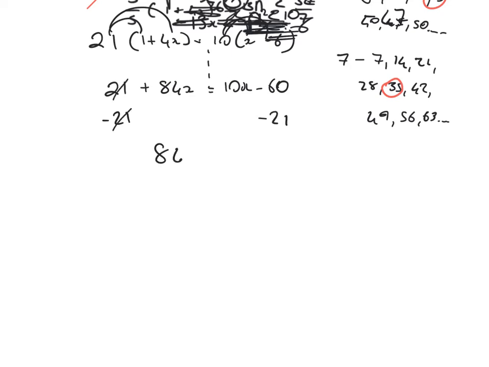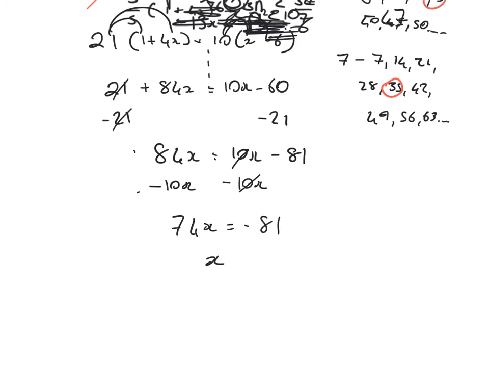Leaves me on this side with 84x is equal to 10x, and then I've got minus 60 minus 21. Take your time, you're at minus 60, you go down 21, that's minus 81. Let's repeat the process. 84x is okay, but 10x is not, so I need to eliminate 10x on both sides. 84x take away 10x is 74x, and that's equal to minus 81. Bring 74 down, divide, and that's minus 81 over 74, final answer.